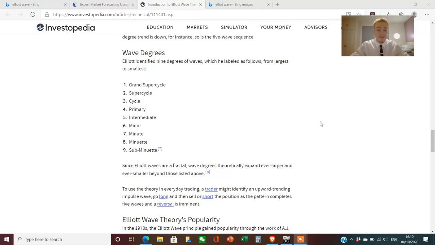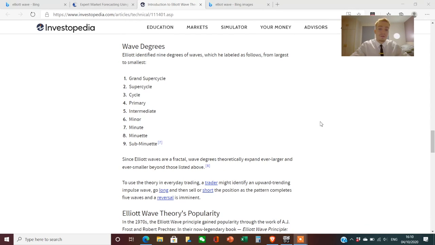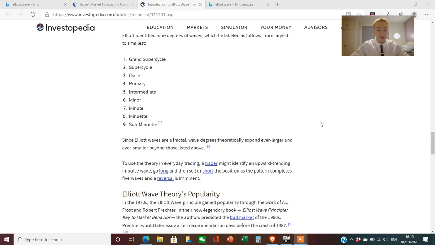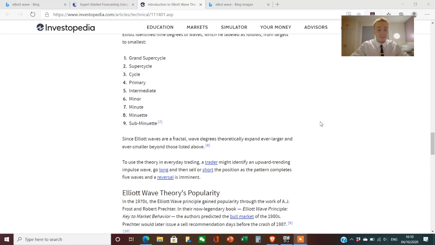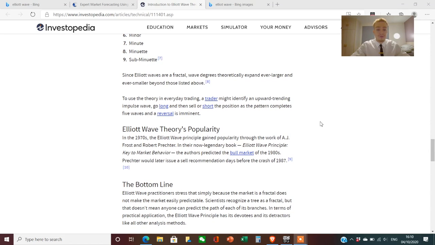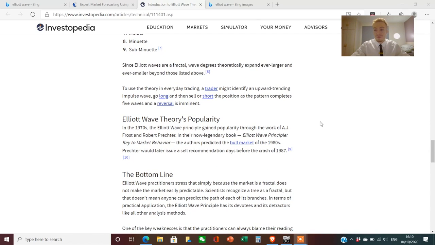Wave degrees. Elliott identified 9 degrees of waves, which he labelled as follows from largest to smallest: grand supercycle, supercycle, cycle, primary, intermediate, minor, minute, minuette, subminuette. Hope I'm saying that correctly. Since Elliott waves are fractals, wave degrees theoretically expand over larger and ever smaller beyond those listed above, so it's infinite, essentially, in theory.